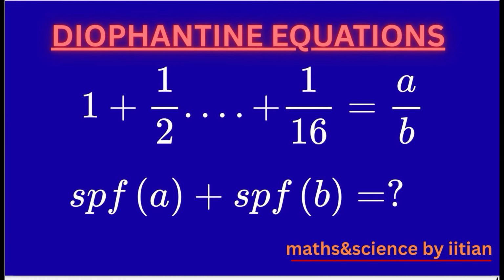In today's lecture, I will be taking up a harmonic sum to get the value of the smallest prime factor of A plus the smallest prime factor of B. SPF is the smallest prime factor, and the sum of the harmonic series is equal to A divided by B.